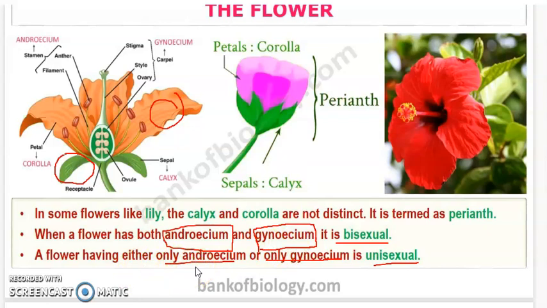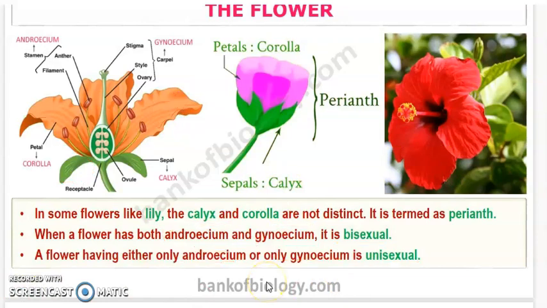Okay, now examples of unisexual flowers are papaya and corn. These are all examples of unisexual flowers. And examples of bisexual flowers are rose, lily, sweet potato, then China rose or hibiscus. All these are examples of bisexual flowers. Now let us move on to the next part.